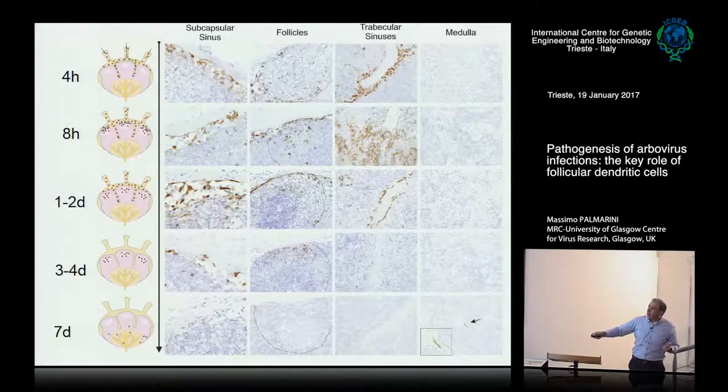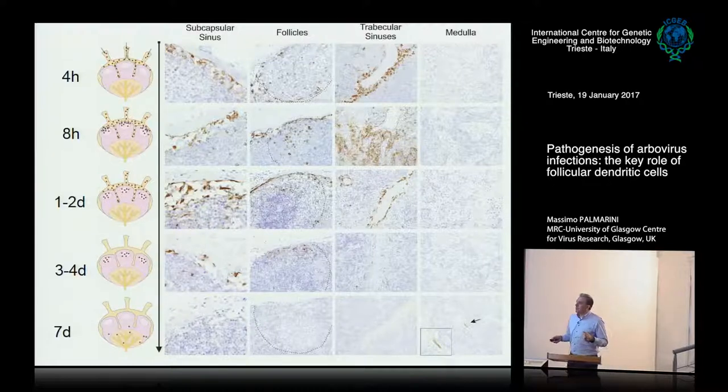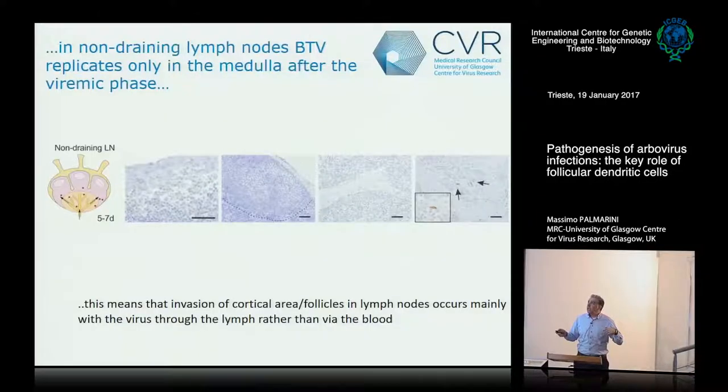And they seem to be cleared by day 7, with the exception of a few sites, mainly in the medulla. Now, so this is the draining lymph node. If we look at distant lymph nodes, for example, the mediastinal lymph nodes, we actually don't find the virus until day 5, day 7. And again, we find it only in the mediastinal lymph node.